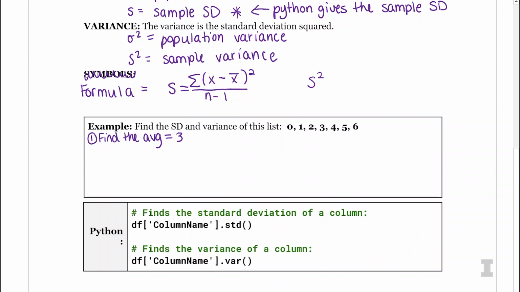So hopefully this makes sense. To find the standard deviation, which is how far all the numbers are from the average, we need to find the average. The second step is to take every number and subtract the average. And these are called the deviations. So we are going to find the deviations, which are really just every number on the list minus the average. So I'm going to take all my numbers and subtract 3. So my deviations in this case, I have 0 minus 3, which is negative 3, 1 minus 3, which is negative 2, and so on. I get negative 1, 0, 1, 2, and 3.